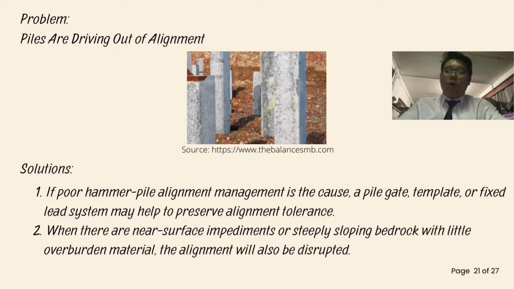The fourth problem: piles are driving out of alignment. The solutions are: if poor hammer pile alignment management is the cause, a pile gate, template or fixed lead system may help to preserve alignment tolerance. Second, when there are near surface impediments or steeply sloping bedrock with little overburden material, the alignment will also be disrupted.